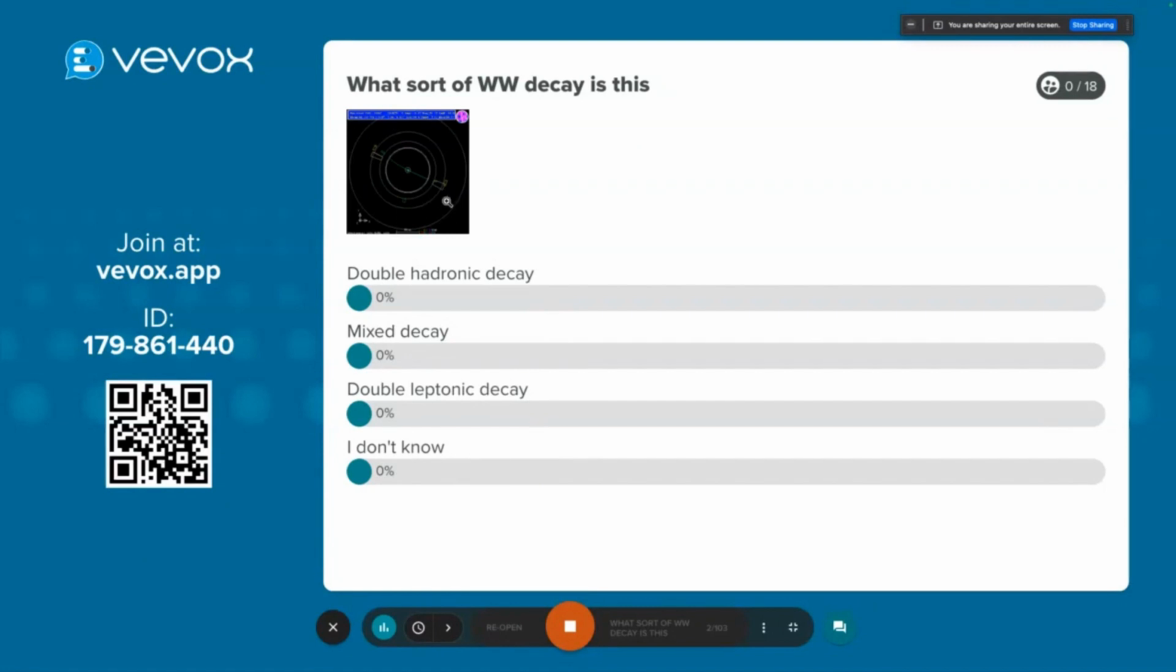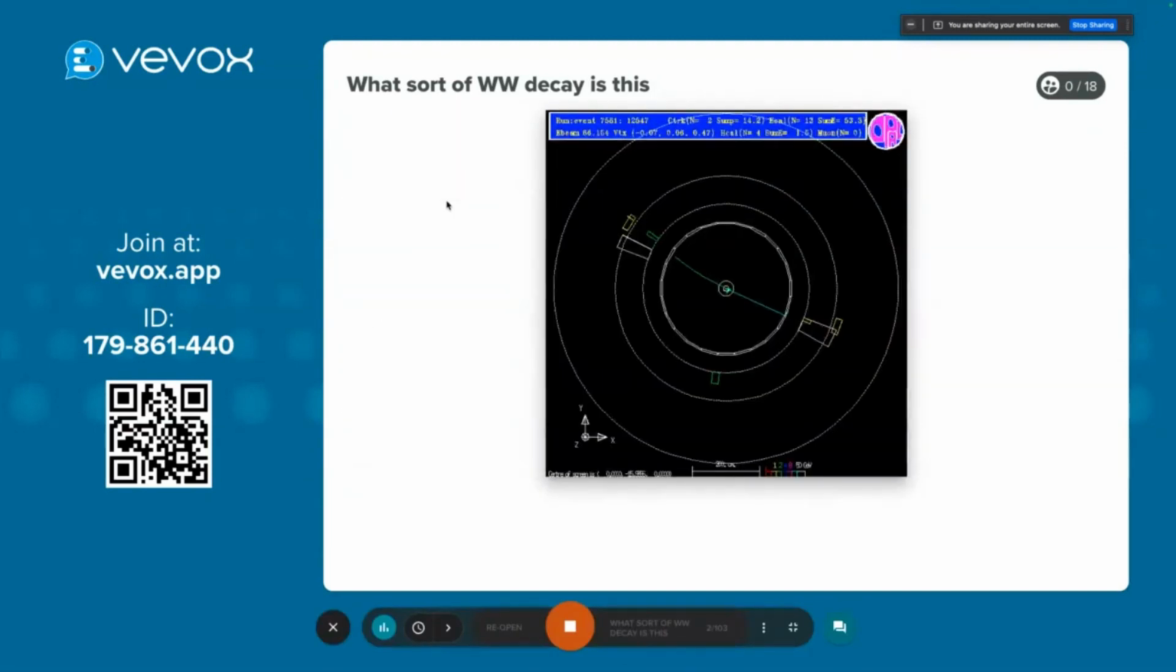Okay, so hopefully on your Vivox app, you can now see a visualization of one of these LEP events. I've also zoomed into it here, so you can look at it. Let me just take you through my thought process here, and then tell you what I think the answer is, and then we can go through maybe three events, and then we can open it to the public.